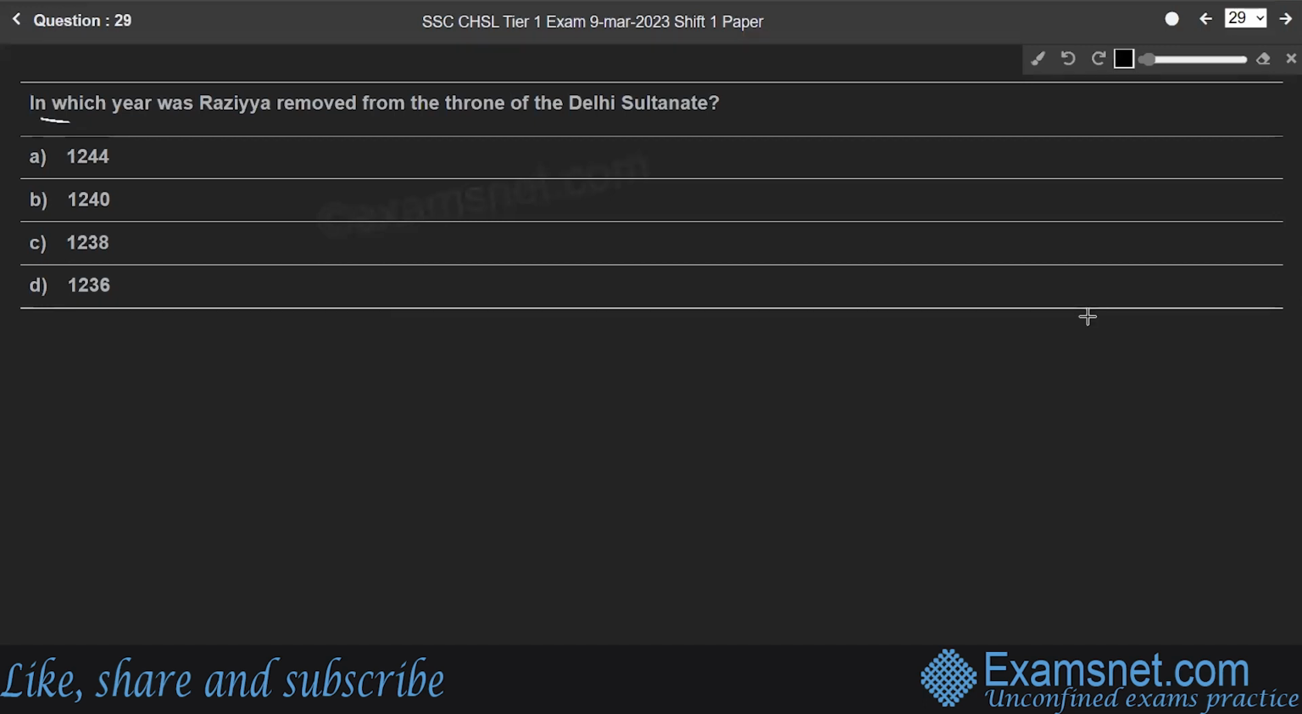Question 29. In which year was Razia removed from the throne of the Delhi Sultanate? Here, option B is the right answer. In 1240, Razia was removed from the throne of the Delhi Sultanate. Razia belonged to the slave dynasty. She was the first and the last Muslim woman ruler of medieval India.